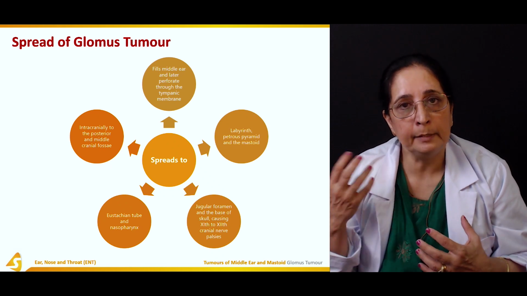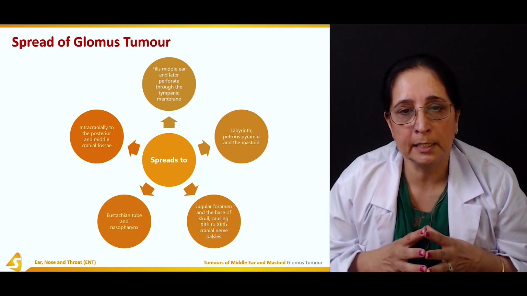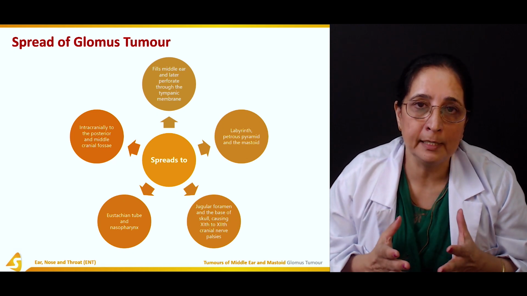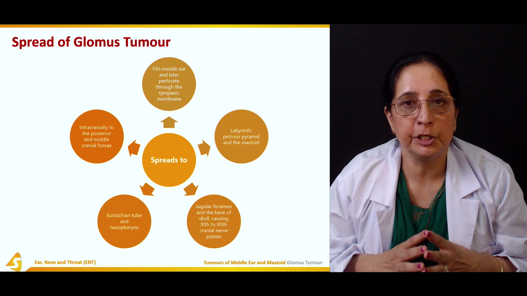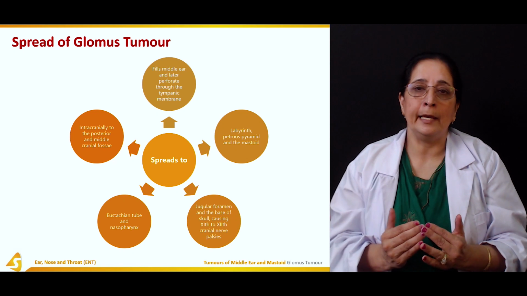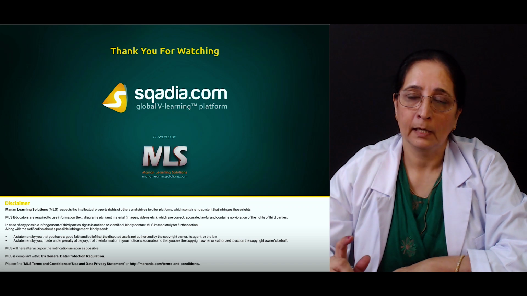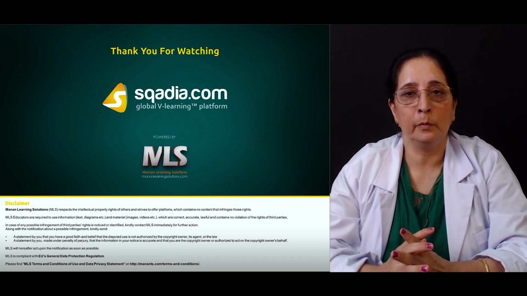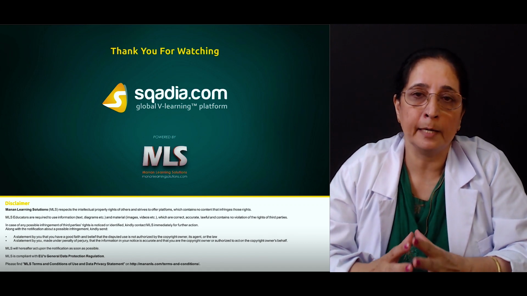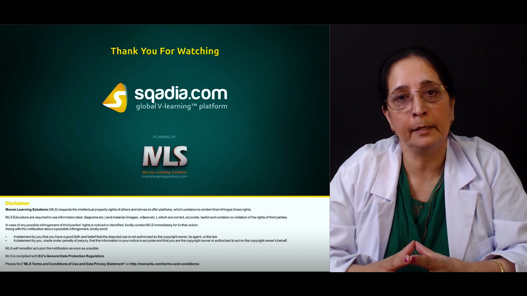So it can fill the middle ear and then later on can perforate through the tympanic membrane and can spread to posterior and middle cranial fossas, eustachian tube, nasopharynx, labyrinth, mastoid. So all these local areas are affected by the glomus tumor. So that was all about the glomus tumor and what the signs are and the different types of the glomus tumor and from which cells it can develop and arise.